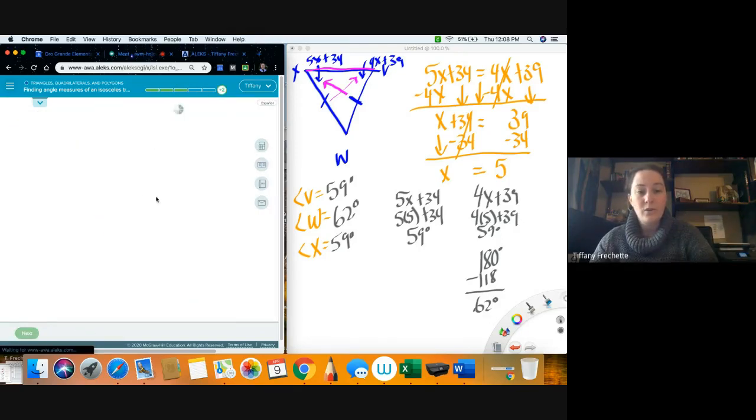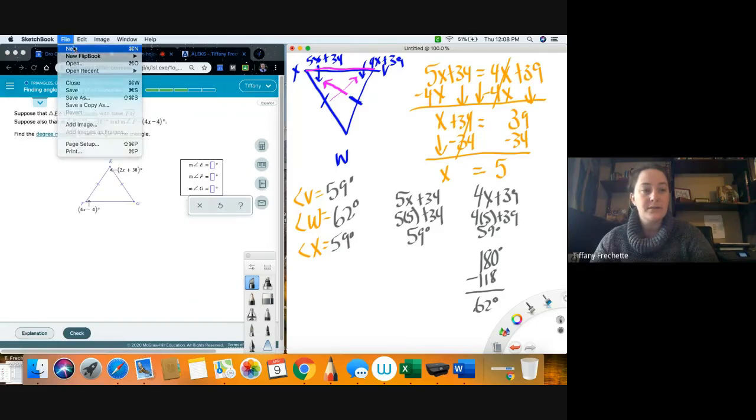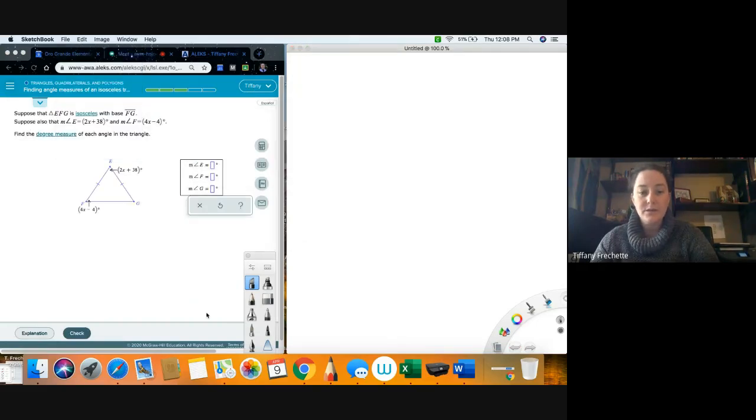All right, one more. Let's go ahead and just give ourselves a new book here. Don't save. Okay. So I'm going to go back to blue here to draw my triangle. I have E, G, F. This angle here is 4x minus 4. They give me 2 tick marks, and they also give me this one here is 2x plus 38.